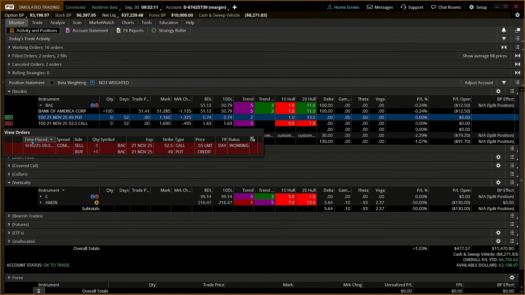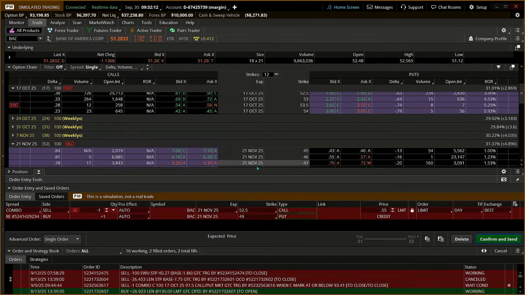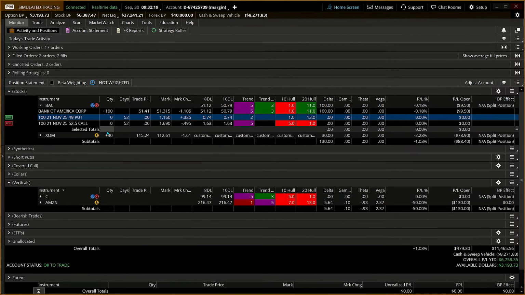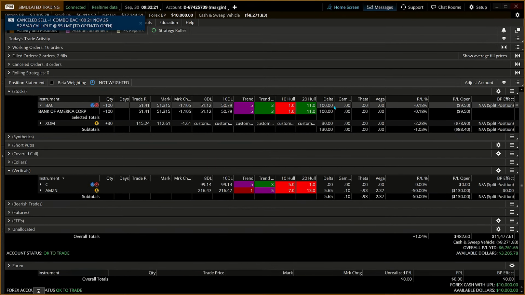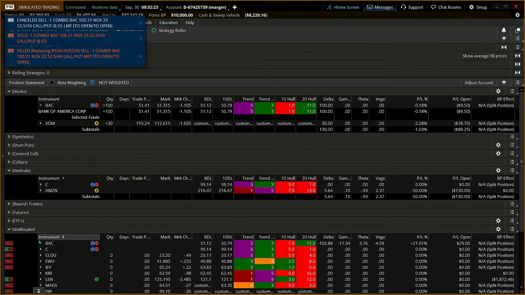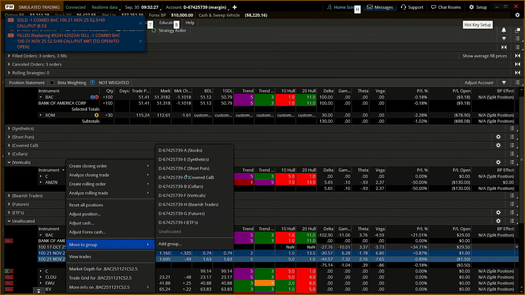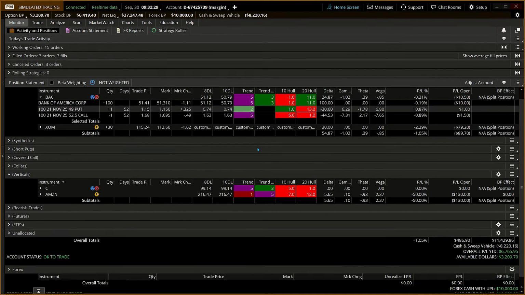Now, I'm going to look and see if we can get this to fill. I'm going to change it to a market so we can get it to fill as soon as possible. And when you look at this right here, we're going to see, can we get that to change? Now, there's BAC. We'll put that right in that section. There it is. Pull this back up.